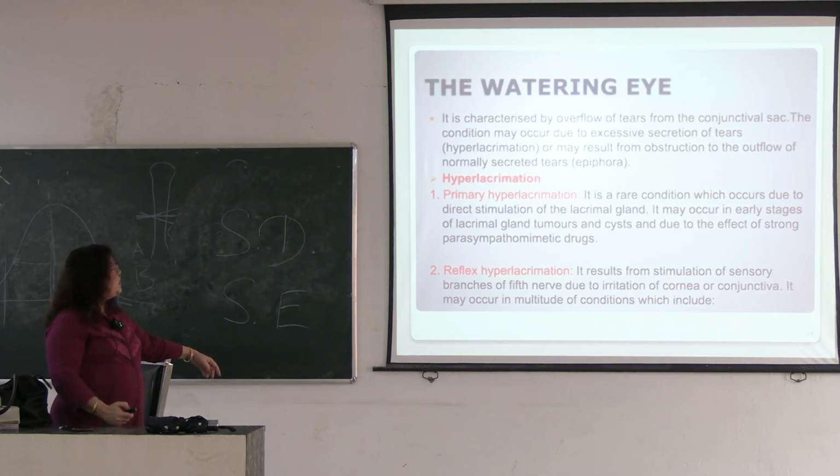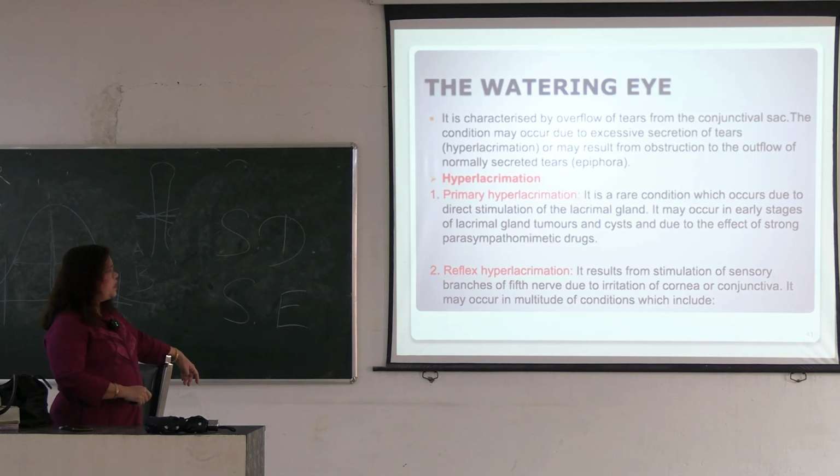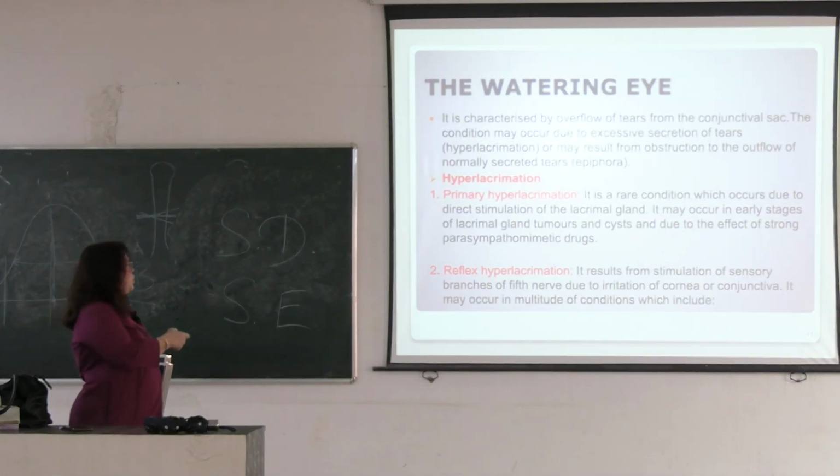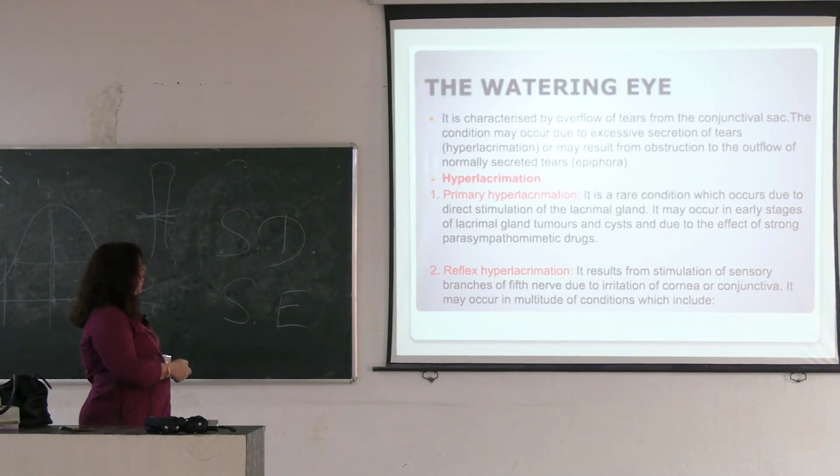Then causes of hyperlacrimation. The causes are direct stimuli of the lacrimal glands, and lacrimal gland tumors or cysts. Strong parasympathomimetic drugs also cause production of tears. Then there is reflex hyperlacrimation, which may occur due to some sensory stimuli. When a foreign body is present in the eye, that causes lacrimation due to the sensory stimuli.